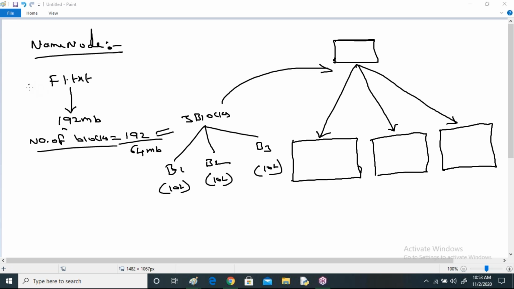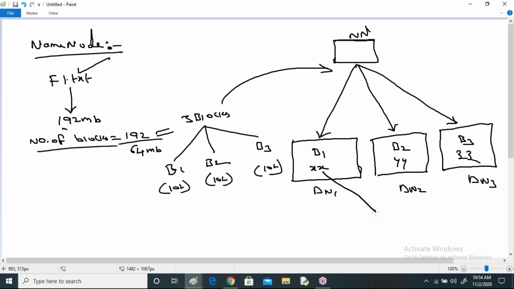So in Hadoop, data is stored in the form of files. Files are subdivided into blocks. The blocks go to data node 1, data node 2, data node 3, the slaves. Here B1 is stored, B2 is stored, B3 is stored. This is the name node. When the data blocks are stored, they occupy some physical memory location addresses, see XX, YY, ZZ. So what are these?